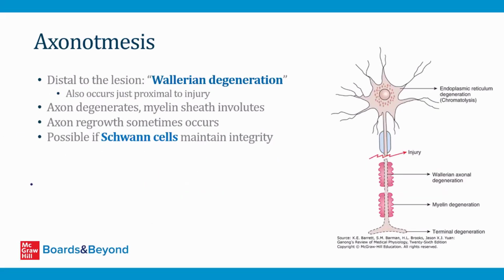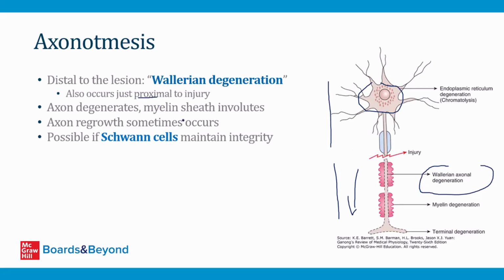So when you have axonotmesis, there are two different processes that occur: proximal to the lesion up here around the neuron cell body, and distal to the lesion in the axon. Let's talk about what those processes are now. Distal to the lesion, which is down here, is where you have a process called Wallerian degeneration. This occurs distal to the lesion and also a little bit just proximal to the injury.